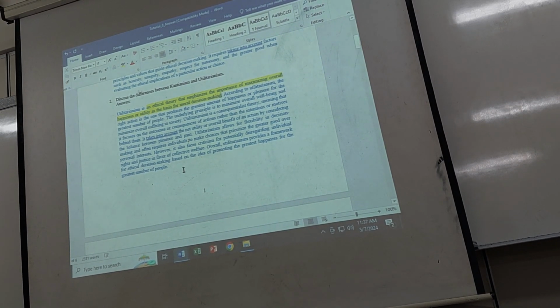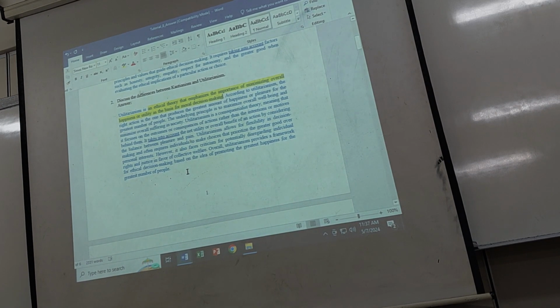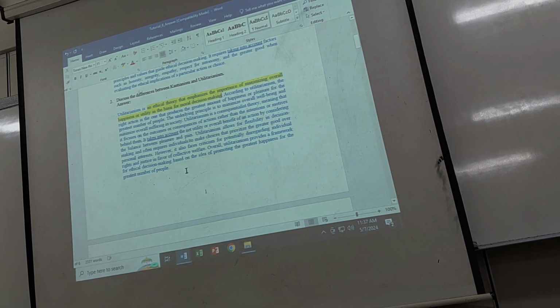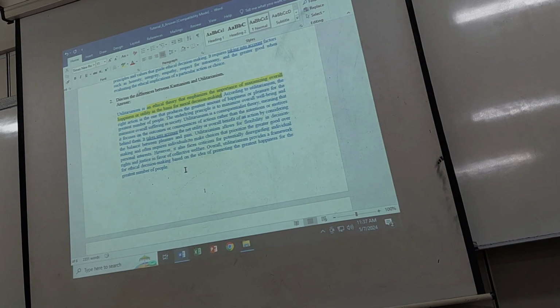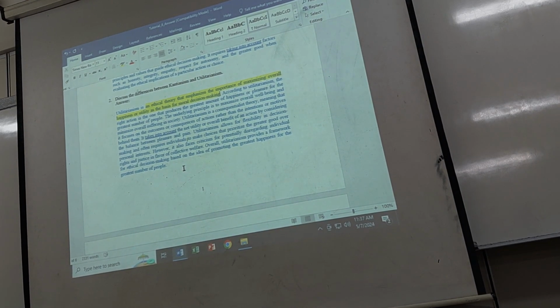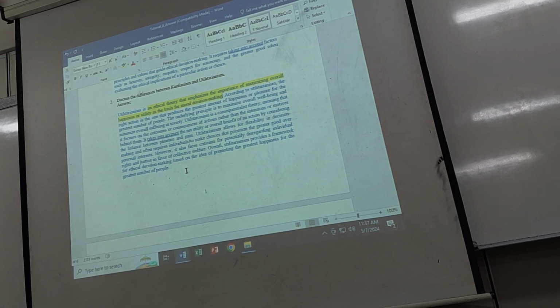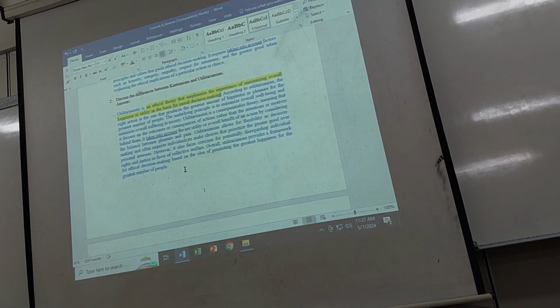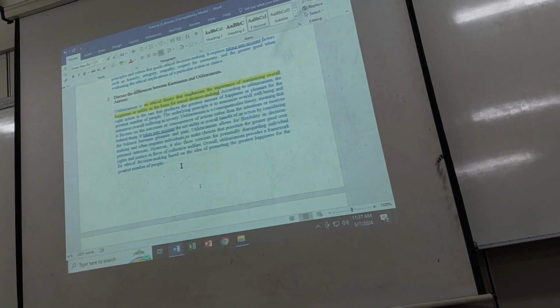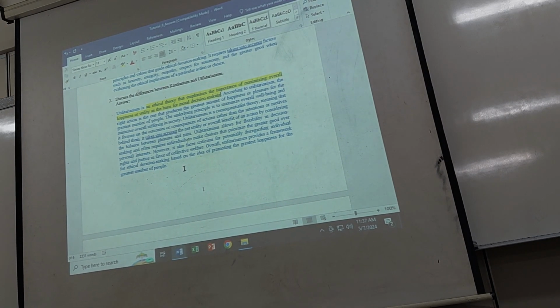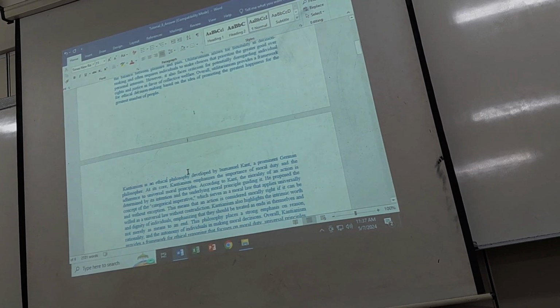Utilitarianism is a theory that emphasizes maximizing overall happiness and utility as the basis of moral decisions. That means when I make a decision, I make sure that it makes everyone happy, that the majority agree. That is utilitarianism.